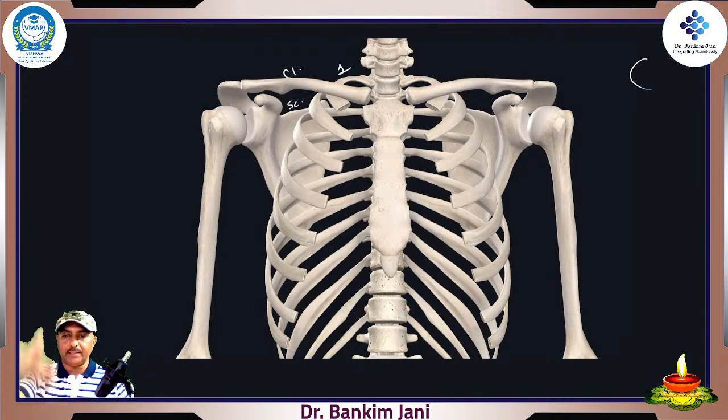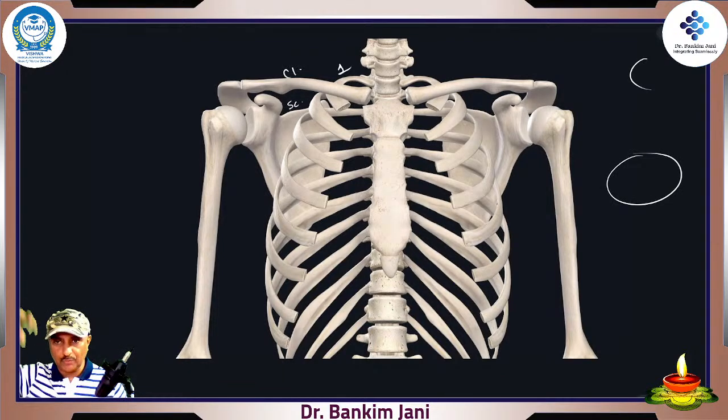Anteroposterior means anterior to posterior, right? So this is the chest. You are watching from the top. This is anterior, front. Posterior is back. So this is the anteroposterior distance, right? That's what is called as anteroposterior.